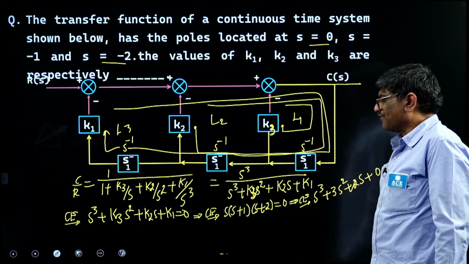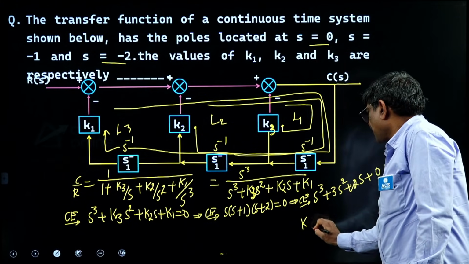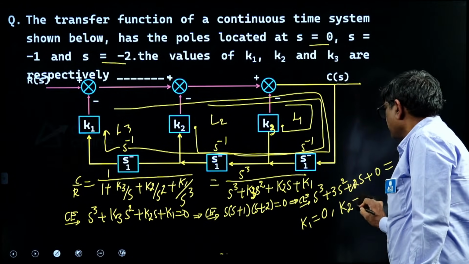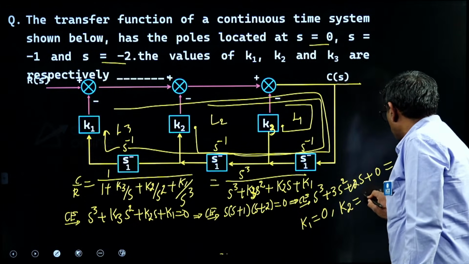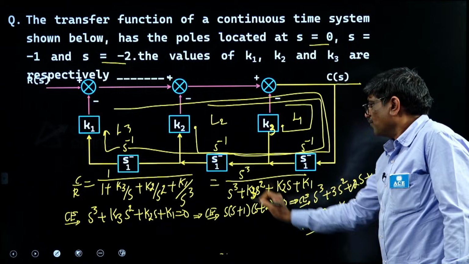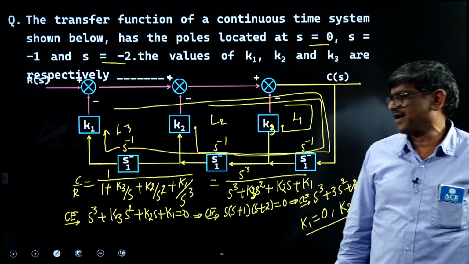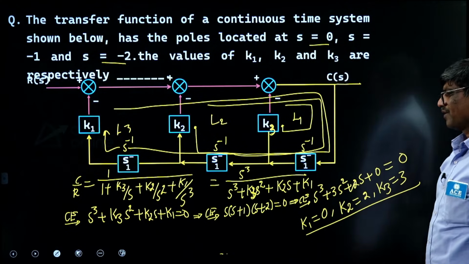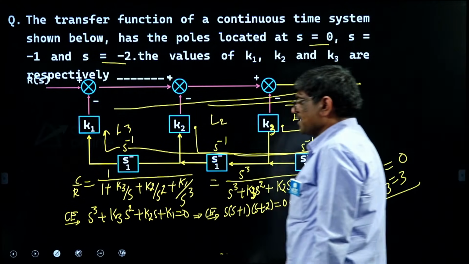Now tell the answer. What is K1? Anybody? K1 becomes 0. K2 becomes 2. K3 becomes 3. The only thing is that you should be perfect in finding the transfer function. That's all. Is it clear?